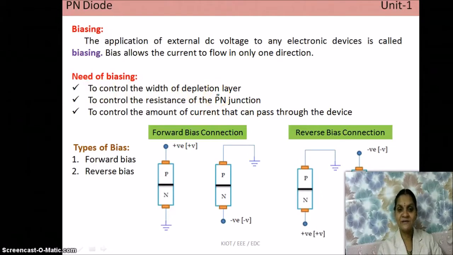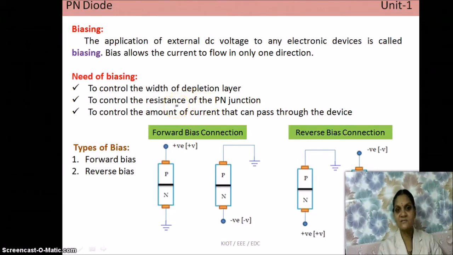If you want to increase or decrease the width of the depletion layer, and to bring the device into conduction according to our requirement, we need to provide bias. And to control the resistance, once the bias is given, the resistance existing across the depletion region can also be varied. So in order to do that also, we have to give bias.